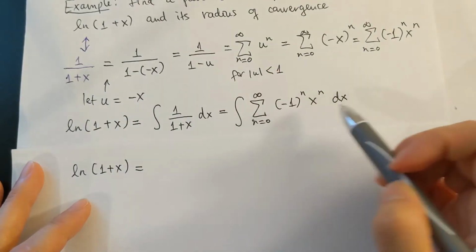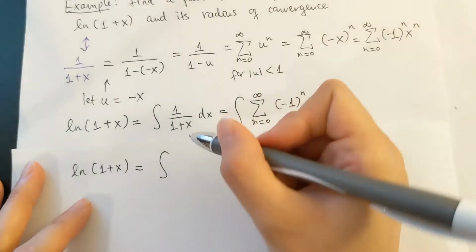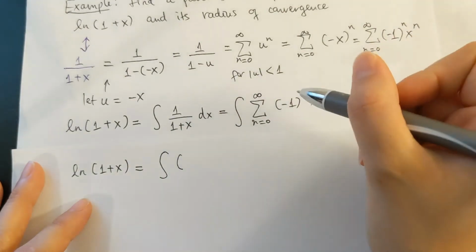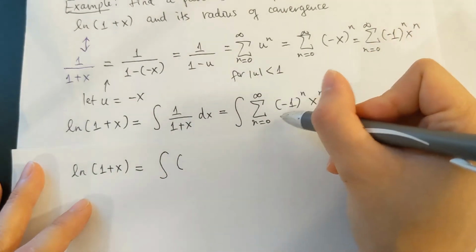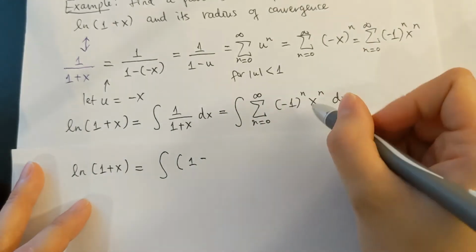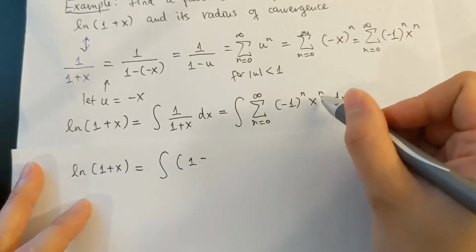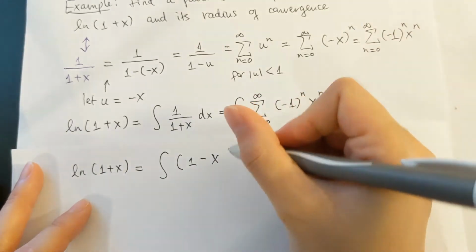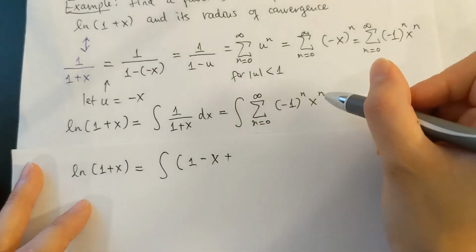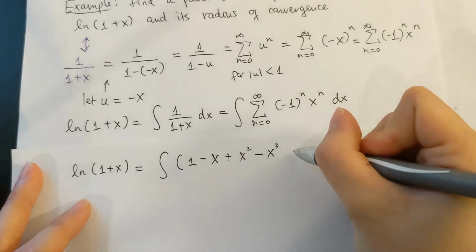Well, if you're more comfortable, you can list term by term and then integrate that separately. So if I list term by term, starting at 0, I get 1 minus, at 1 I have minus 1 to the 1 is minus, x to the 1 is x. And then at 2, I go back to a plus, and here I have x squared, and so on.